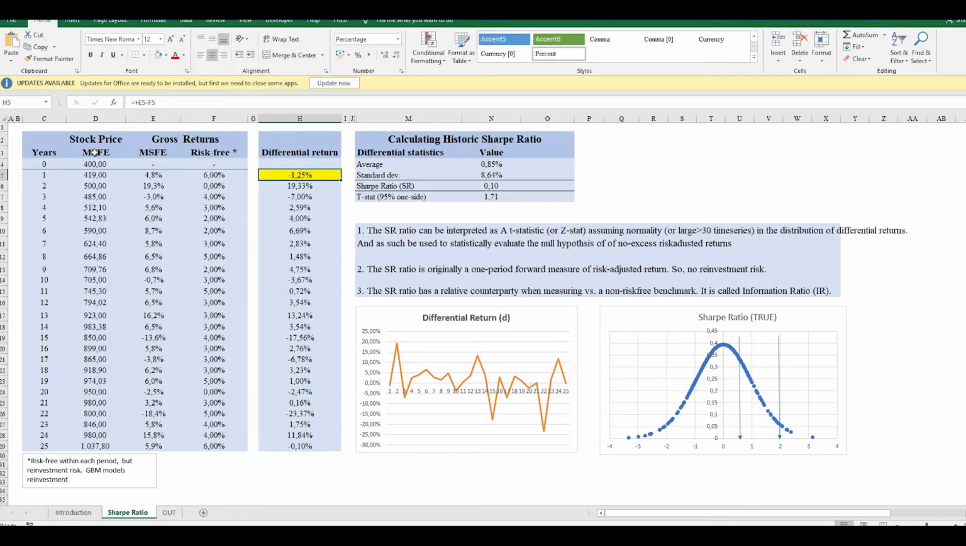Now we have the time series. We need to calculate the differential return, a factor D, as Sharpe denoted it in 1994 in his article, and it's here. So the time series D. So for instance, year 5, the Microsoft stock outperformed by 4 percentage points the return on the risk-free asset.